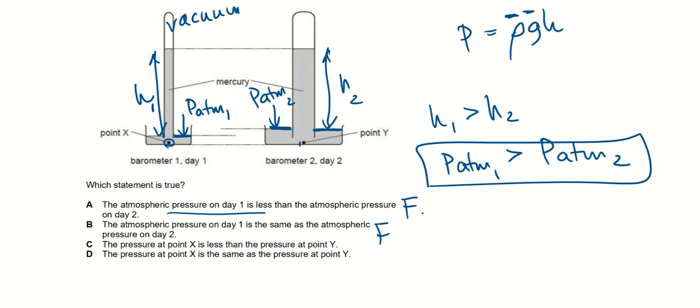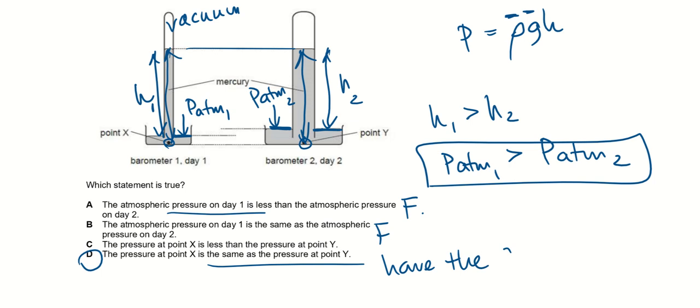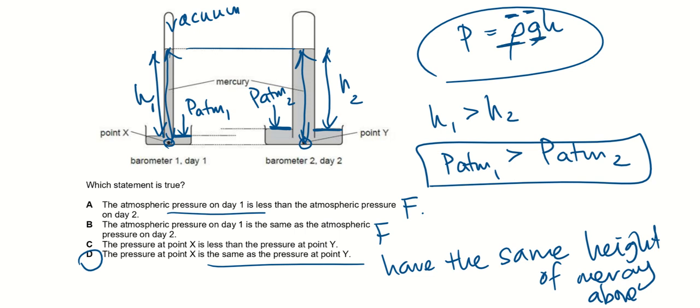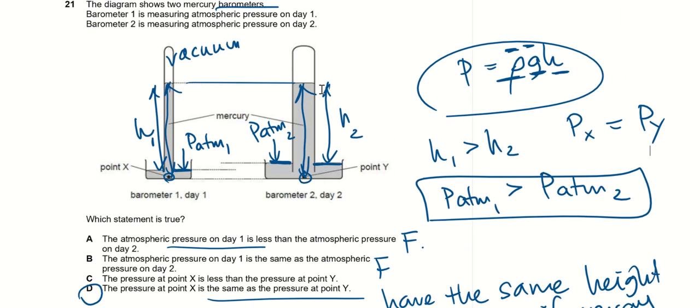At points X and Y, you find that they have the same vertical height of mercury above them. So the pressure at point X is the same as the pressure at point Y, right? Because they have the same height of mercury above them, and pressure is calculated by rho g h. Since we use the same liquid, we have the same g, and the height is the same, therefore pressure Px equals Py. Alright, so please look through all these questions and the solutions, and please let your teacher know if there are any questions that you are not very sure about.